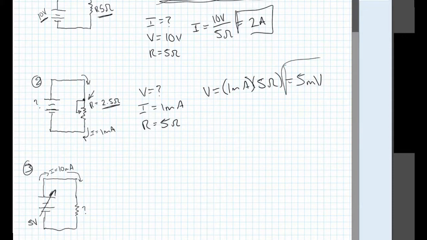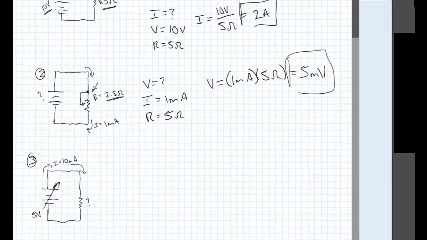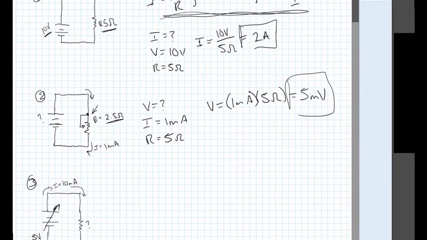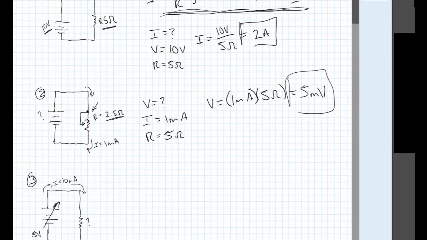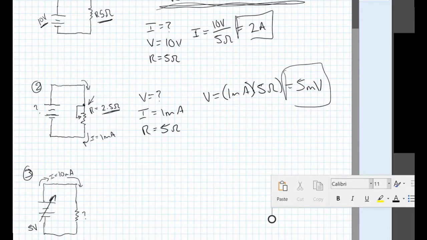All right. So moving on to number 3. Let's say the textbook that you have just throws something crazy at you, like you have a 5-volt battery that you have to double, and you know that you already have a 10 milliamp current. What would be your resistance?